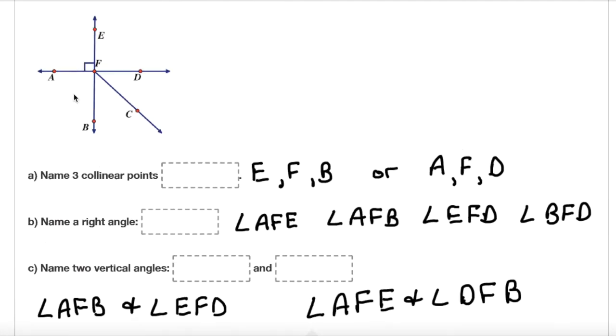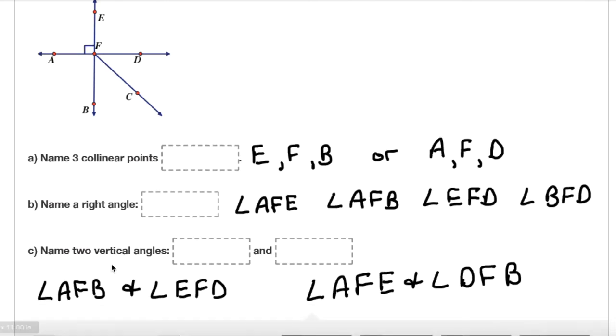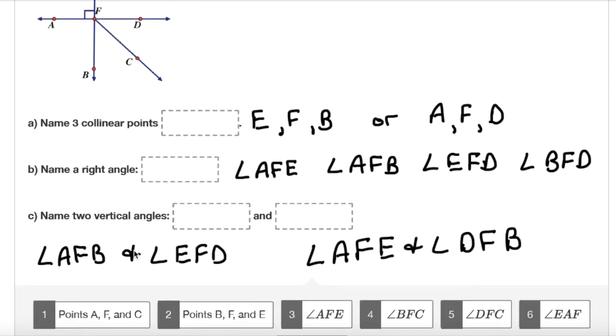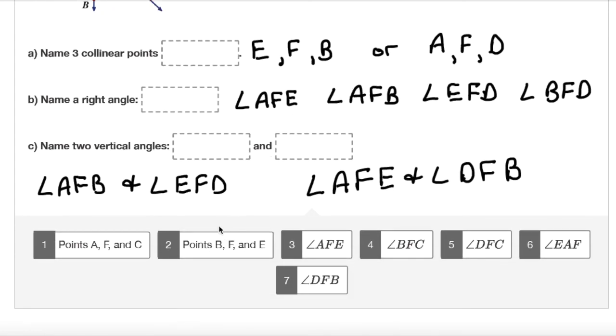Same with the right angle. There's 4 right angles here. 1, 2, this whole angle here, 4. So I named them all here. You figure out which one would go in here. Here's the 2 choices for vertical angles, these 2 or these 2. And figure out which one would go in there.